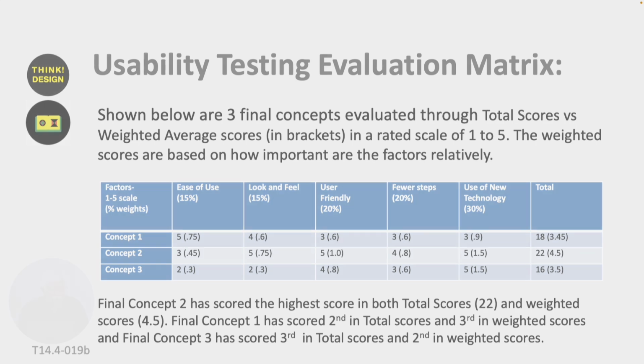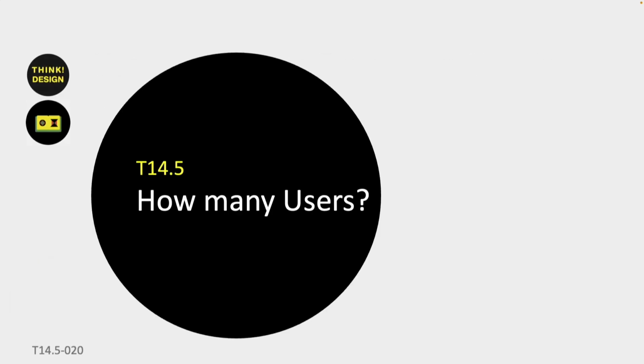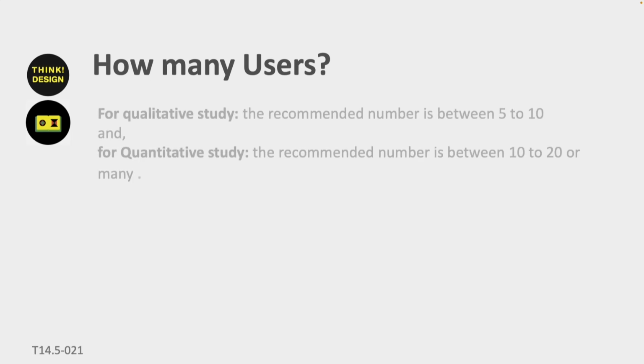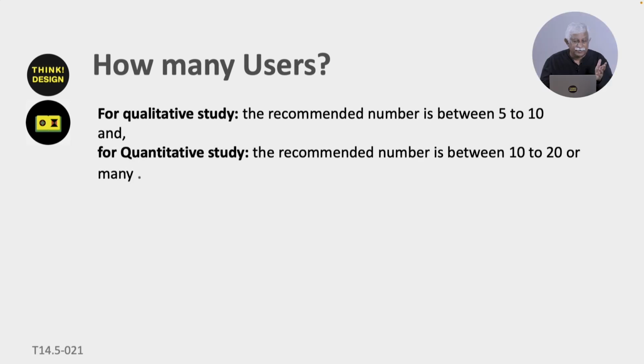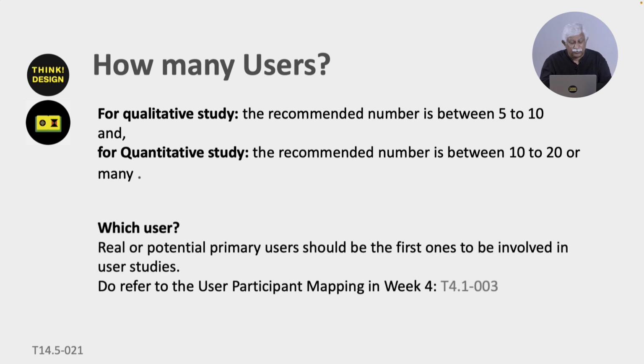Now comes the question: how many users should I test it with? There is no exact figure on this, but roughly for a qualitative study the recommended number is between 5 and 10, and for a quantitative study it can become more. You could have from 10 to 20 or even more than that. Which users? If you have the user mapping as we've done in week 4, the first ones should be the primary users followed by the secondary users. I think they are the ones to be tested first because they would be the most prominent of all the users that you have.